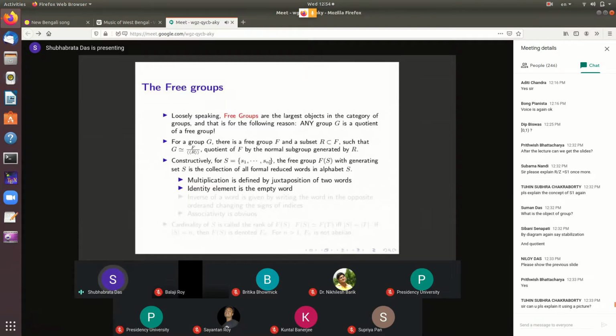So, and then take the word like S1 to the power N1, S2 to the power N2, S1 to the power minus N3, and so on. So you just take S1, S2, Sn, raise them to any integer power and club them together. That is a word. Now there is something called a reduced word.